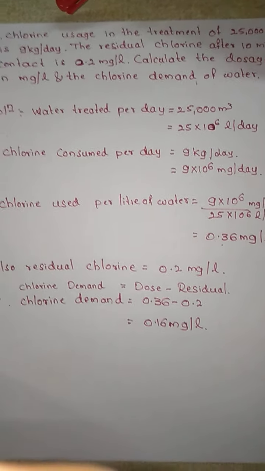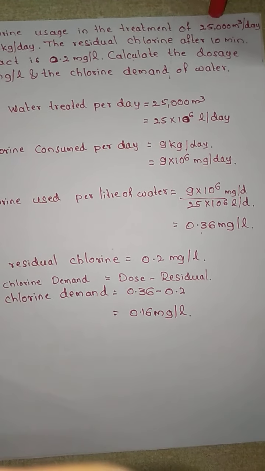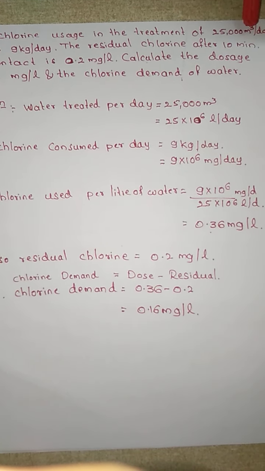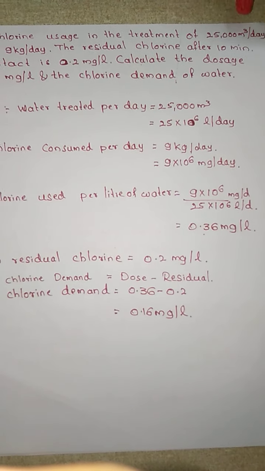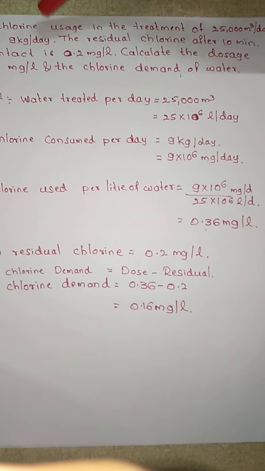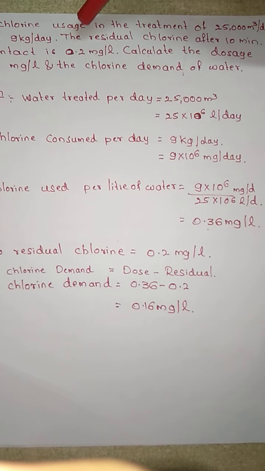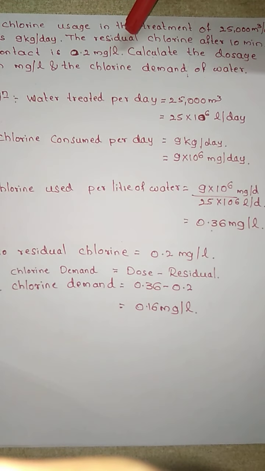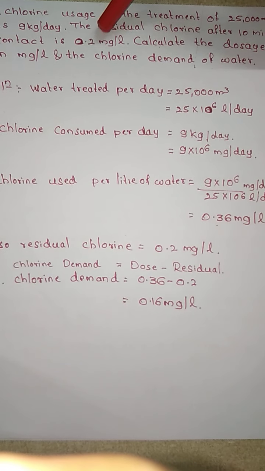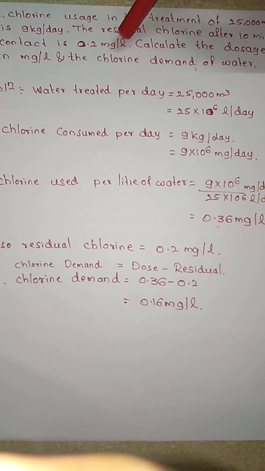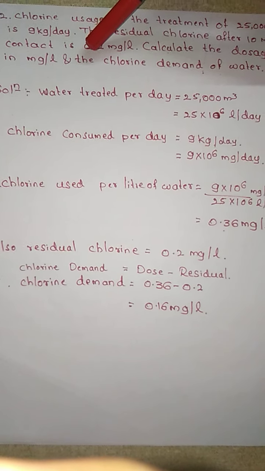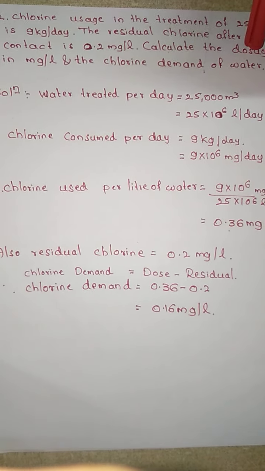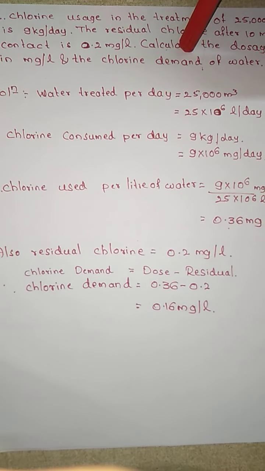The next problem: the chlorine usage in the treatment of 25,000 meter cube per day is 9 kg per day. That means in order to treat 25,000 meter cube per day of water, we are adding 9 kg of chlorine content. The residual chlorine after 10-minute contact is 0.2 mg per liter. Residual chlorine they have given, that is after 10-minute contact you will be having 0.2 mg per liter. Calculate the dosage in mg per liter and the chlorine demand of water. So they have asked you to determine the dosage and the chlorine demand.